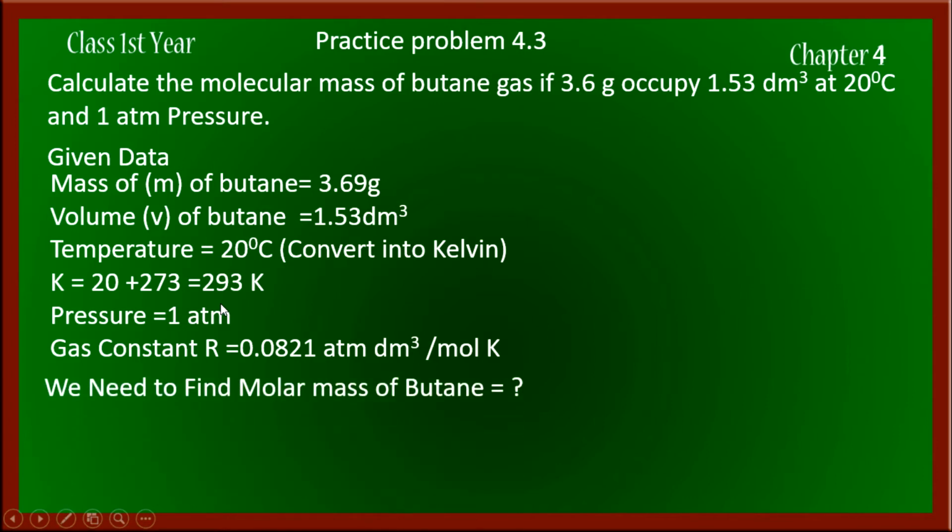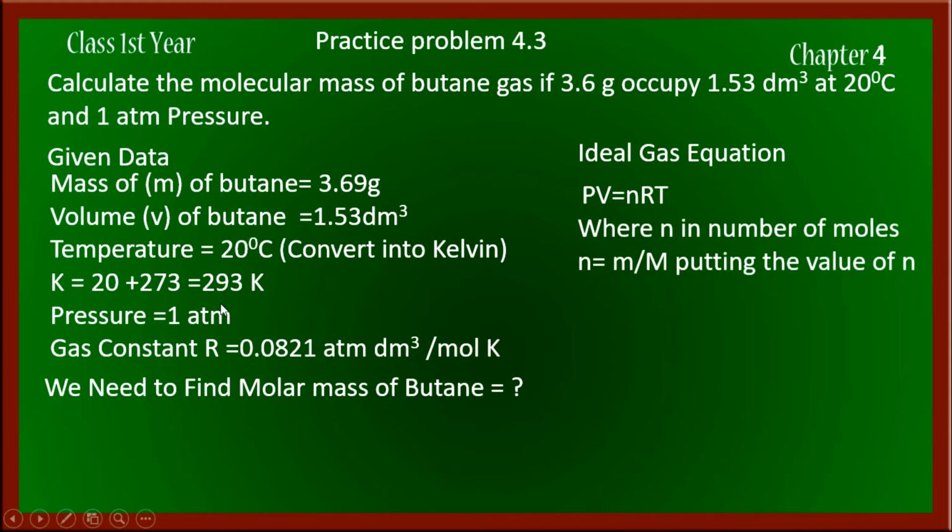Now, what we need to find? We are asked to find the molar mass of butane. So, we have the ideal gas equation. You are aware of that. And the ideal gas equation is PV is equal to nRT.